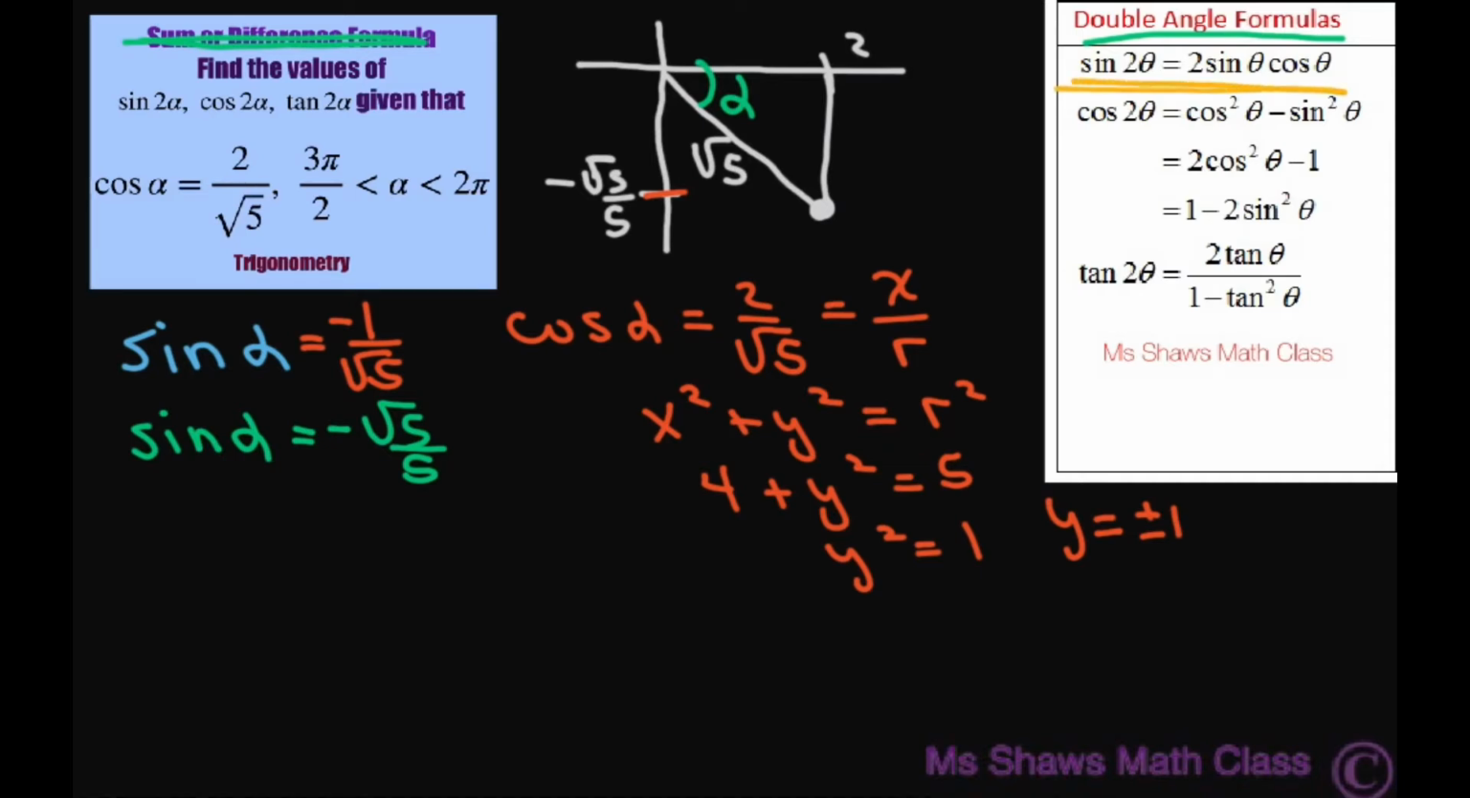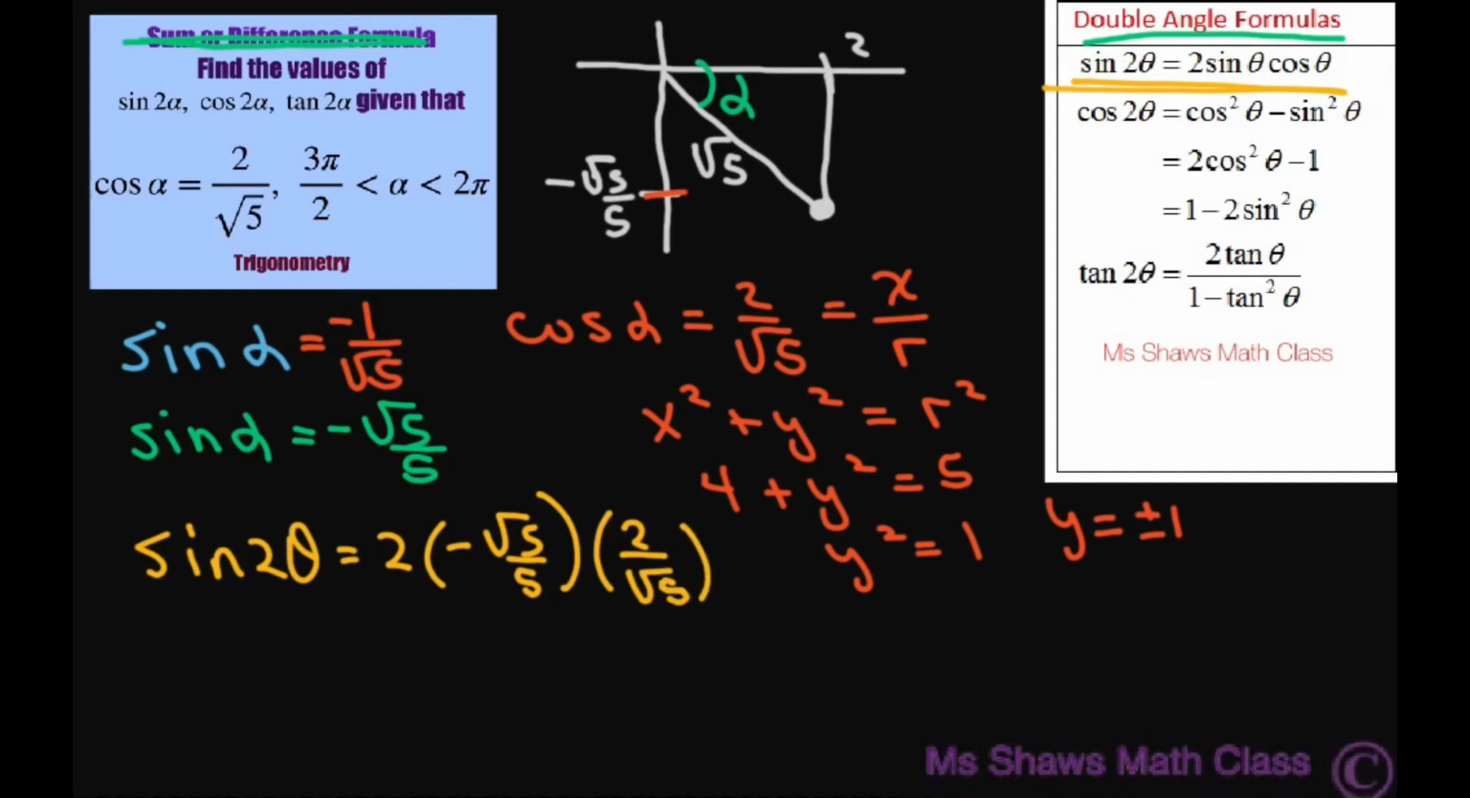The sine one's pretty easy. Sine of 2 theta is going to be 2 times negative square root of 5 divided by 5. And cosine was what? 2 divided by square root of 5. All right, so what happens is these two cancel out. 2 times 2 is 4, so that gives you negative 4 divided by 5.